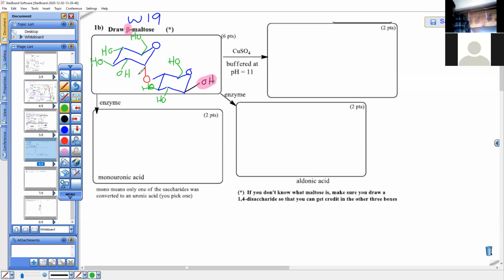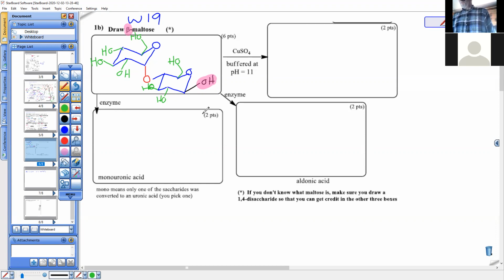And then copper sulfate is Benedict's. We're buffering it to a high pH, so we're going to get a carboxylate. Where are you going to get a carboxylate? Will it be at the acetal position? Answer, no, you don't get reactions at the acetal position. You get reactions at the hemiacetal position.